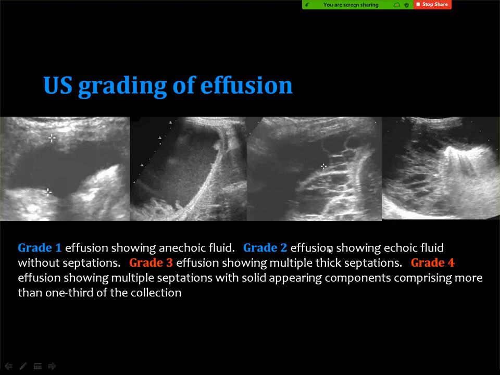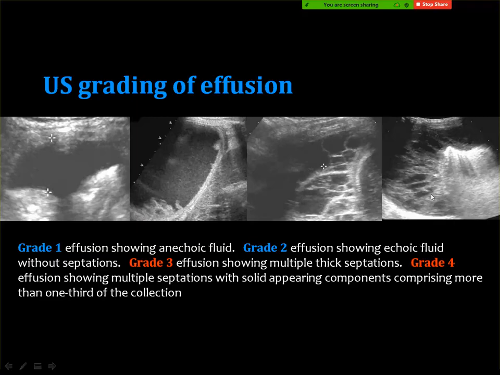And recently we have seen the ultrasound grading of pleural effusion, which ranges from grade 1 to grade 4. Grade 1 is a simple fluid which is anechoic. Grade 2 is a fluid containing some echoes but no internal septations. Grade 3, there are incomplete internal septations. Grade 4, there are thick, complete internal septations with adjacent soft tissues.